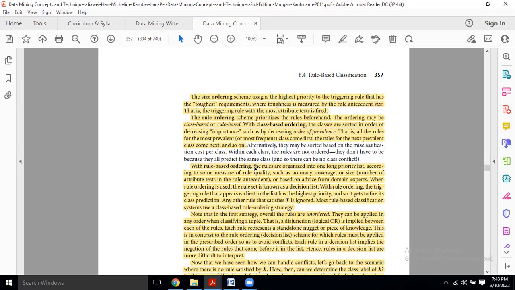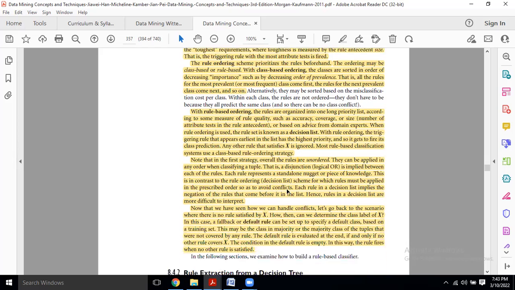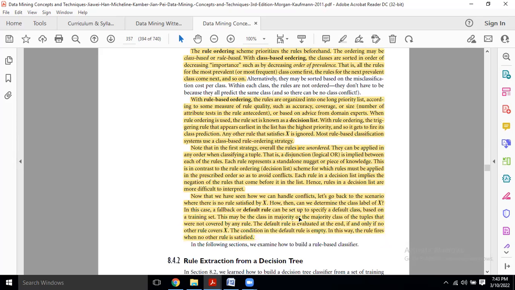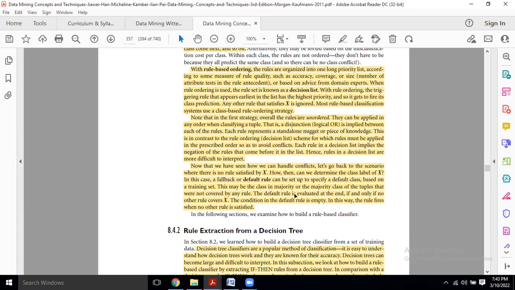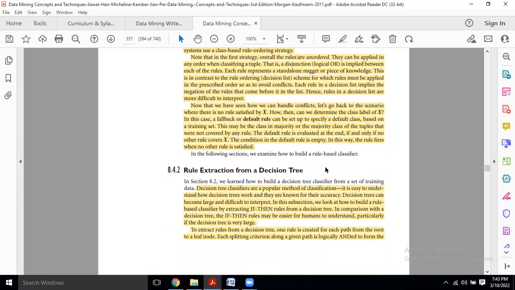In this way, we have different conflict resolution strategies when more than one rule satisfies the given conditions. Now, how do we make those rules? These rules can also be extracted from a decision tree. Whenever we have a decision tree, we can make the rules with its help. We'll shortly learn how. Just let me share the screen.